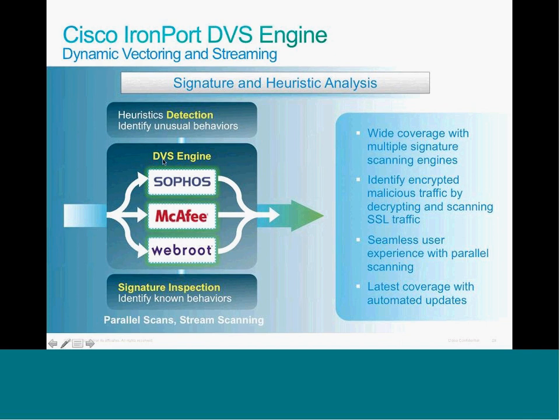So using what we call dynamic vectoring and streaming technology, we can push a given piece of returned content through 2 engines simultaneously, and the first one to give a negative output or a bad result will drop the traffic in its flow. That optimizes the use of the engines, as opposed to scanning going from Sophos to McAfee, or vice versa. It gives us an optimized way to scan return traffic.